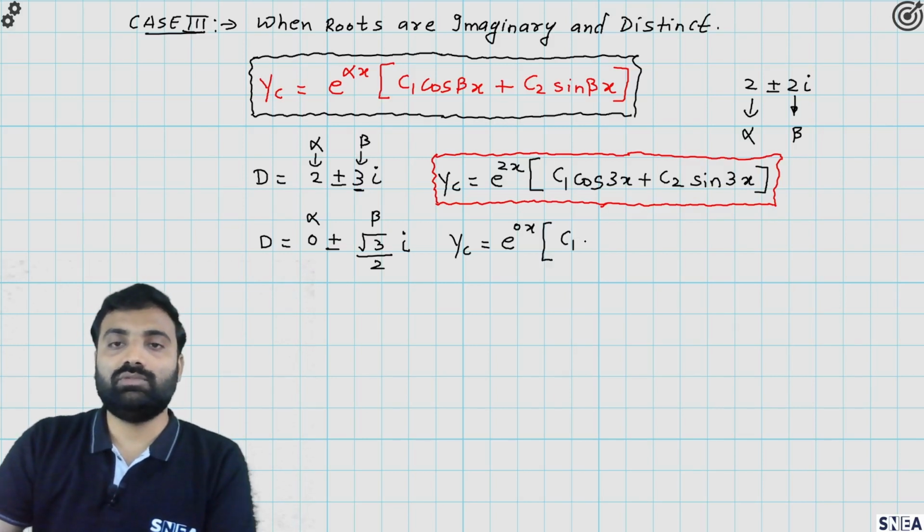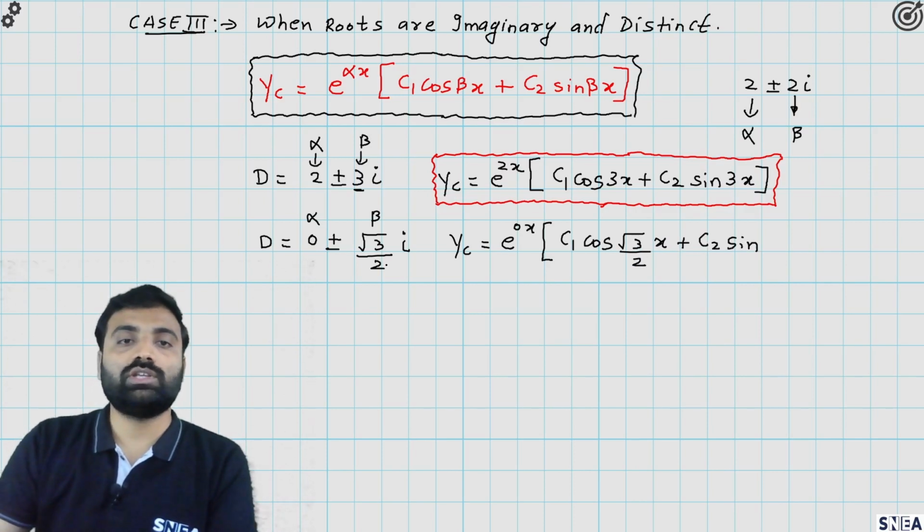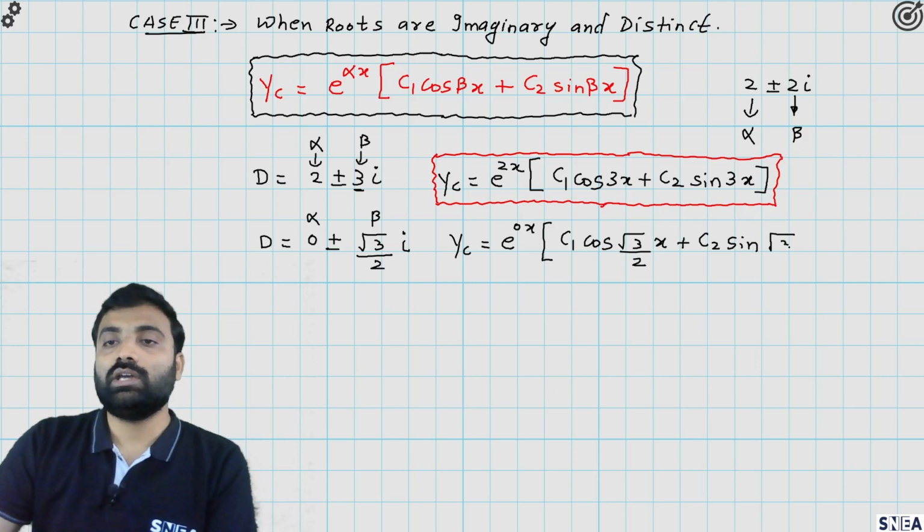In bracket c1 cos beta x, what is beta here? Beta is root 3 by 2, so write root 3 by 2x, plus c2 sin beta x. What is the value of beta? Beta is root 3 by 2x.